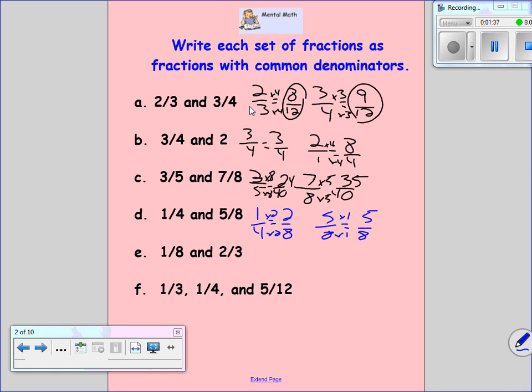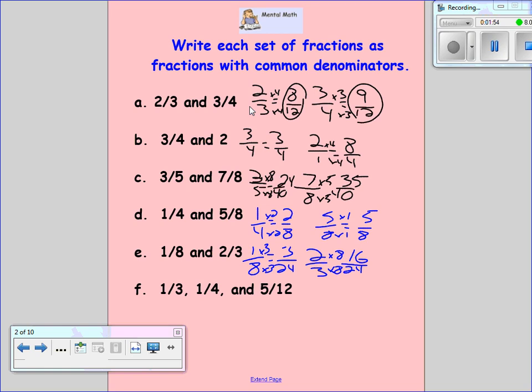Look at another one here. We have 1/8 and 2/3. They both go into 24. 24, times 3, times 3 gives me 3/24. Times 8 gives me 16.